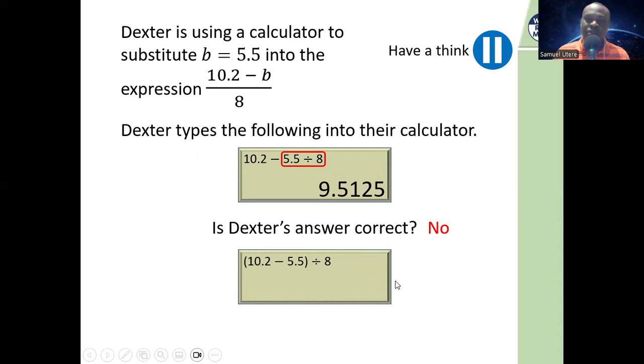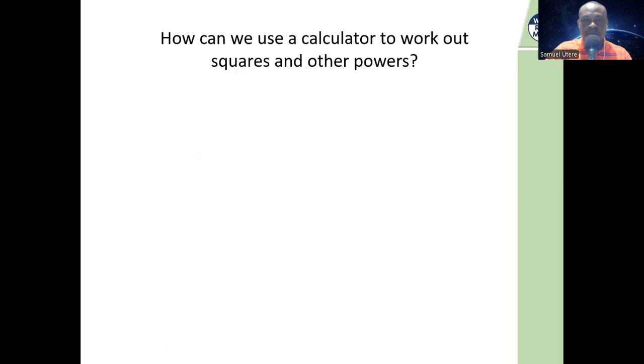Now, what I need to advise is this. Students sometimes do not really know when to use brackets or not. So my advice is just use brackets all the time so that you know the order of operation and how substitution works. Use brackets to make sure you execute the correct order of operation if you're not sure when to use them. And so that should be the correct answer Dexter would have got.